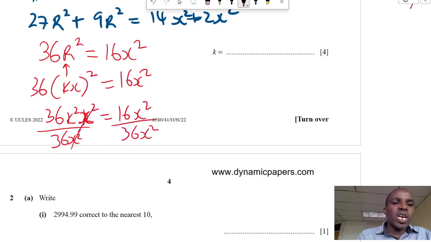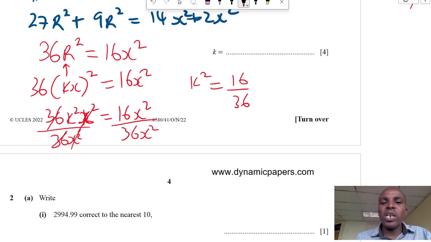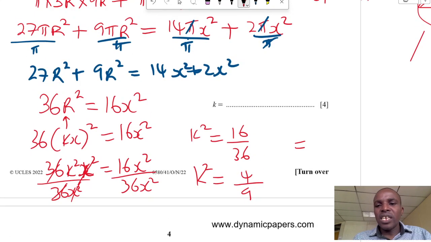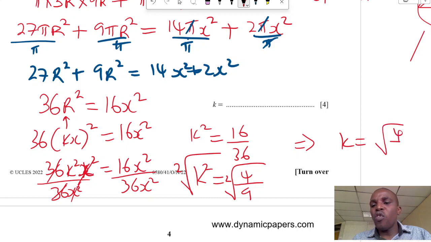X squared will cancel out. So it will be k squared is equals to 16 over 36. Right. Can you simplify this one by 2? Or by 4. 4 into 16, 4 into 36 is 9. Like this. Then from there, it's k squared is equals 4 over 9. Just put square root both sides. Square root both sides. It will be k is equals to root of 4 over 9.